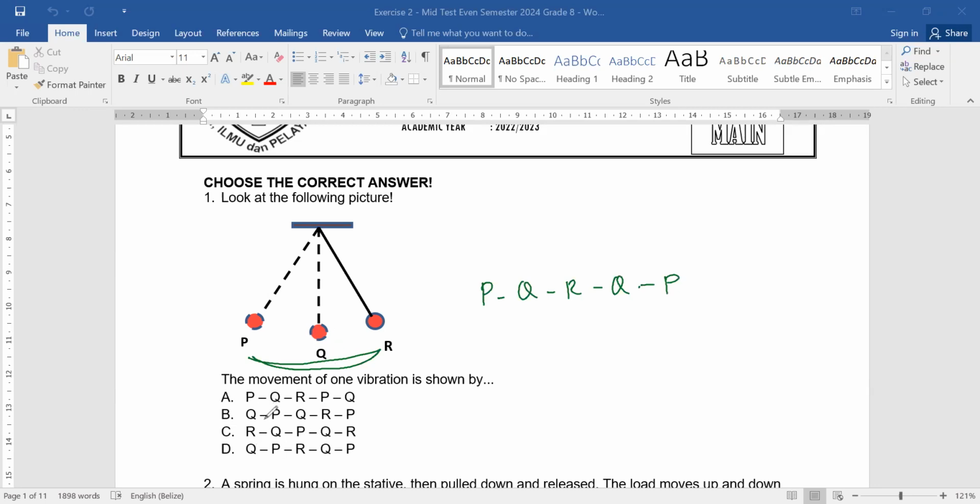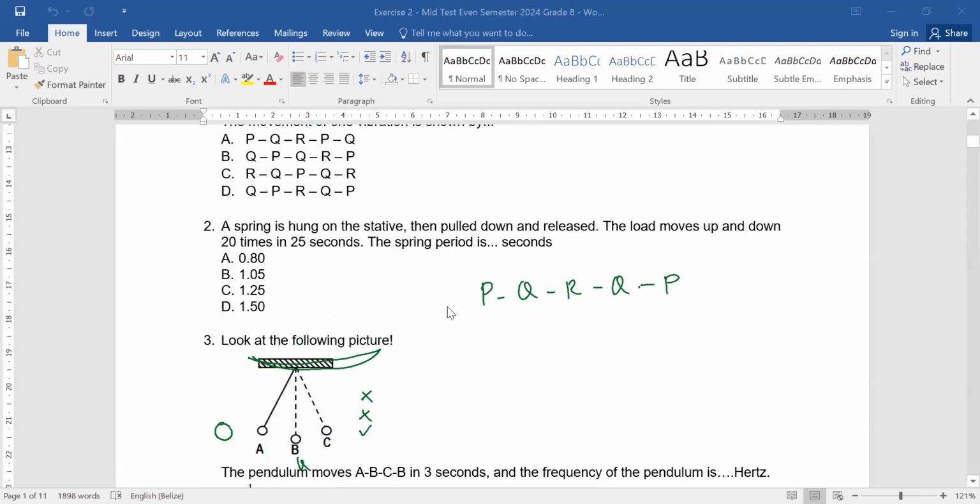So for the answer, okay, we start from P, Q, R, P, Q. It's wrong, it's not following this pattern. And then we start from Q, so it's from Q, and then go to P, go to Q, go to R, and then go to R. It's supposed to be go to Q again. And then C starts from R, so R, Q, P, Q, R. Okay, this one is correct. C, right? And then for D, what's wrong with D? Q, P, R. It's supposed to go to Q first and then go to R and then back to Q. So the answer for question number 1 is C.